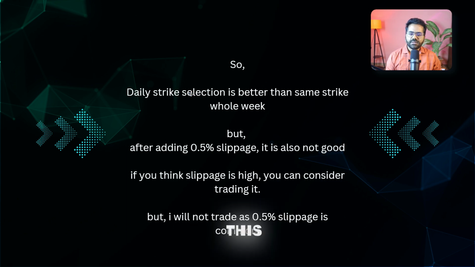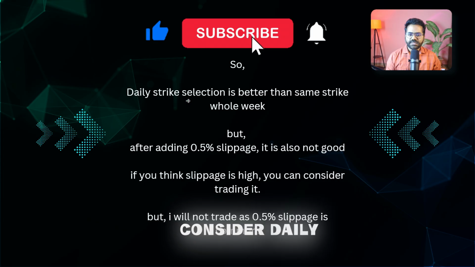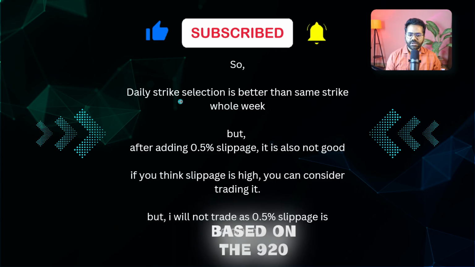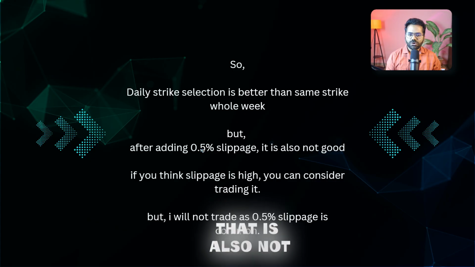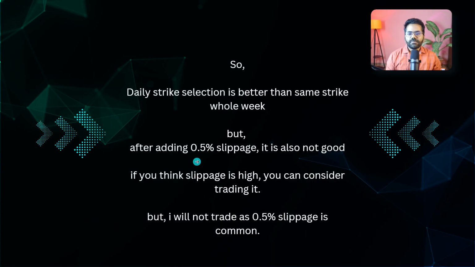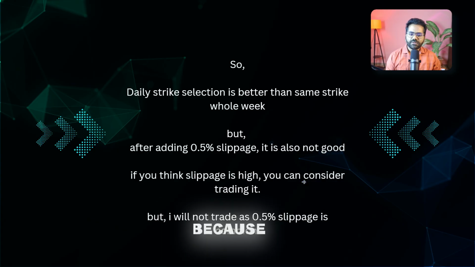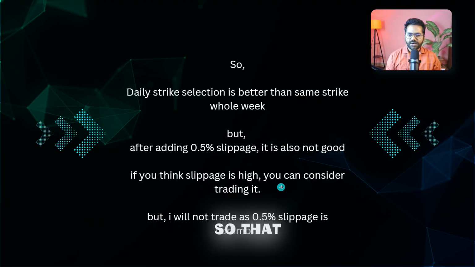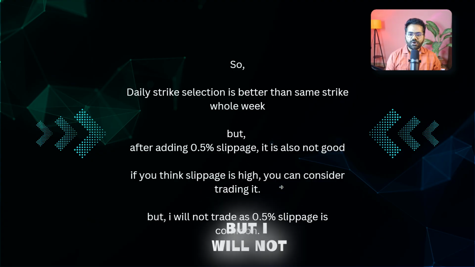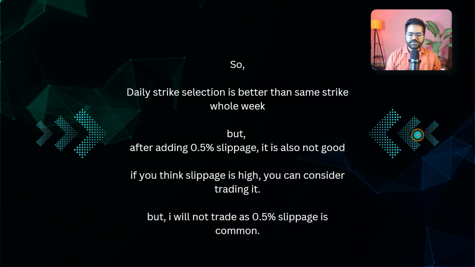At least this I will remember for future backtesting. I will consider a daily changing strike based on the 920 level ATM strike. But after adding the slippage, that is also not good, so I will not trade it. But if you think 0.5% slippage is high, and if you ignore slippage, then you can consider trading it, because you are getting 12% on average annual return anyway. So that way it is a good strategy. But I will not trade it because I want it to be profitable after slippage.